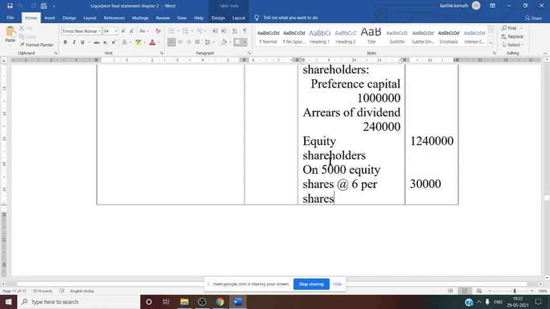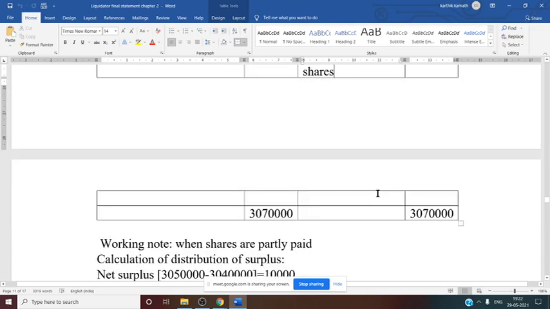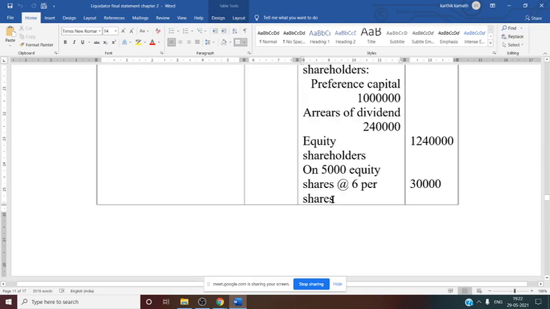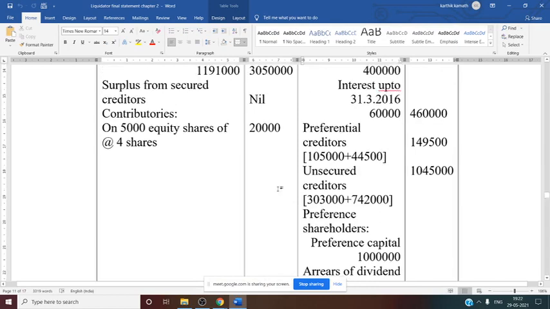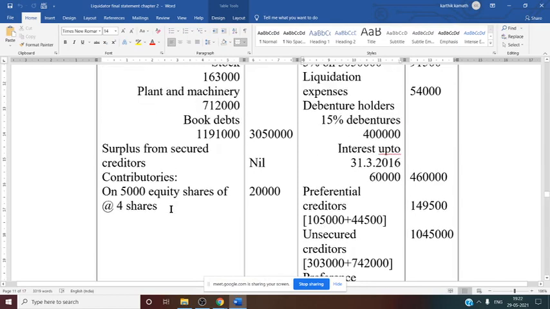Value is 6 rupees. So you have to write like this. Same thing you have to write here: equity shareholder on 5,000 equity shares at 6 per share. So if you multiply also, you'll get the same answer. 5,000 into 6, 30,000. So we have entered the payment side information. Now after writing the payment side information, there is amount receivable also, that is for the second lot. So amount receivable you have to write under contributory. So contributory 20,000, that is nothing but a negative amount.